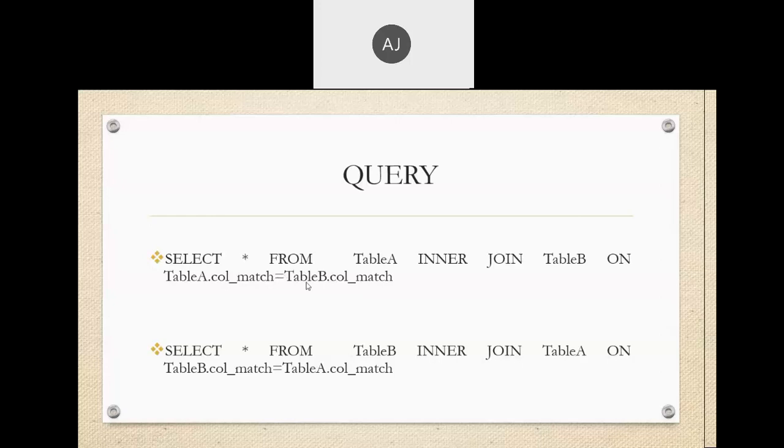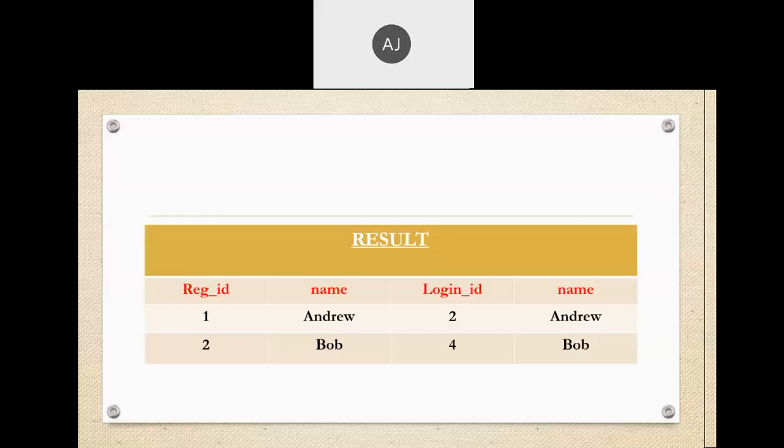We can use another way also: select all from table B. Earlier I used table A, here I am using select all from table B, inner join with table A on table B dot column match is equal to table A dot column match. So what does it mean? It means that we can use left to right or right to left. We get the same result. First आप table 1 use करो, registration and login use करो, या login या registration use करो. Both are same.